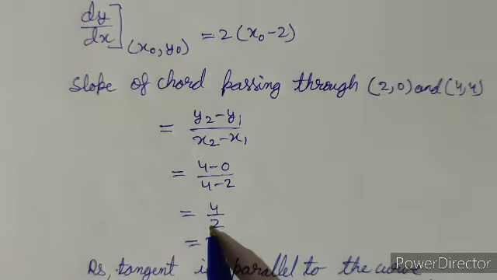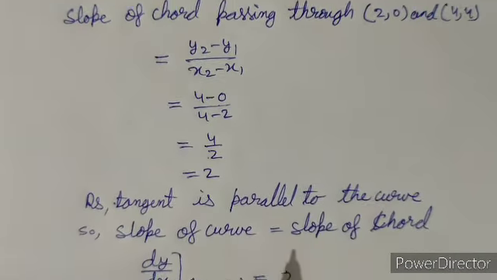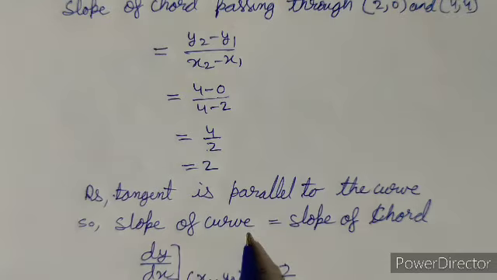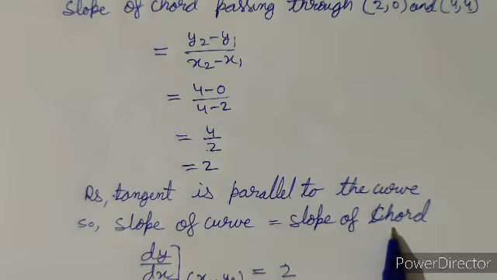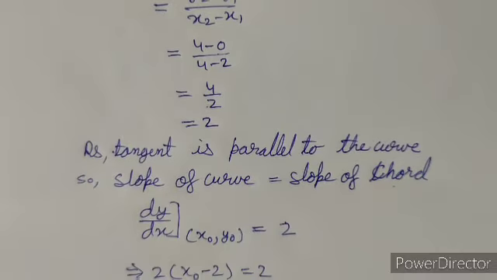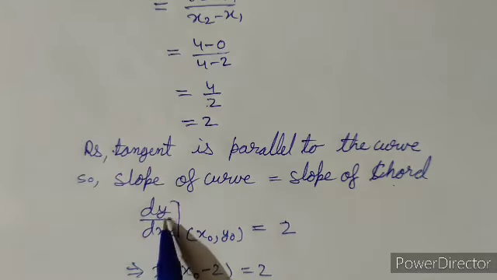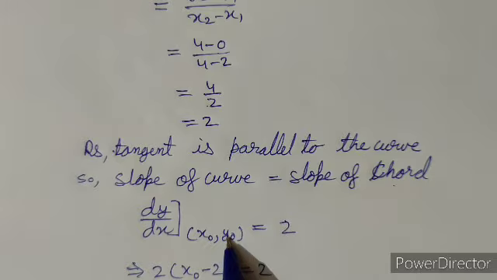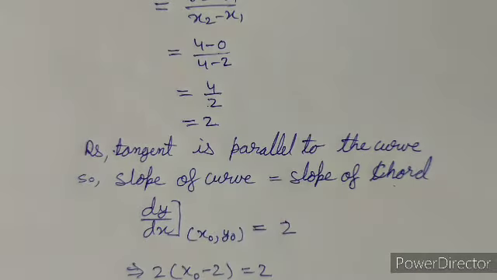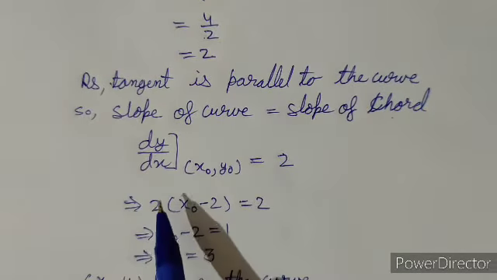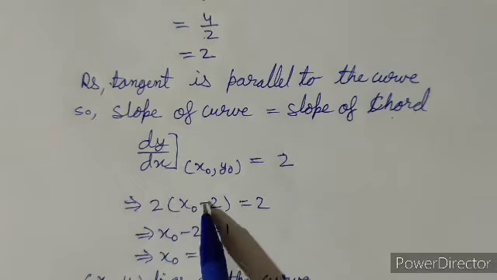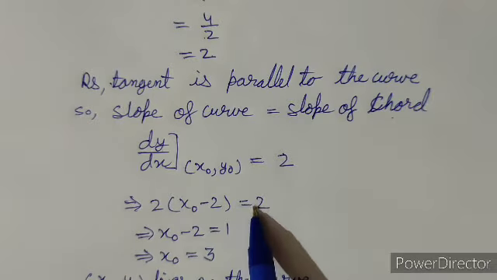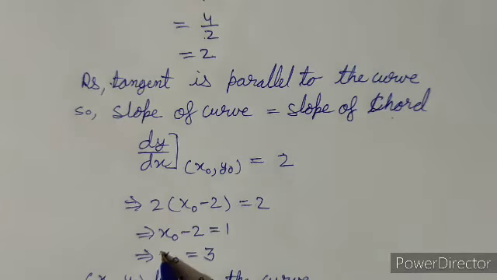Now, as it is given to us that the tangent to the curve is parallel to the chord, we can say that the slope of the tangent will be equal to the slope of the chord, because the slopes of parallel lines are always equal. That means dy/dx at (x0, y0) will be equal to 2, and that will give us 2(x0 - 2) = 2, and thus x0 will be equal to 3.